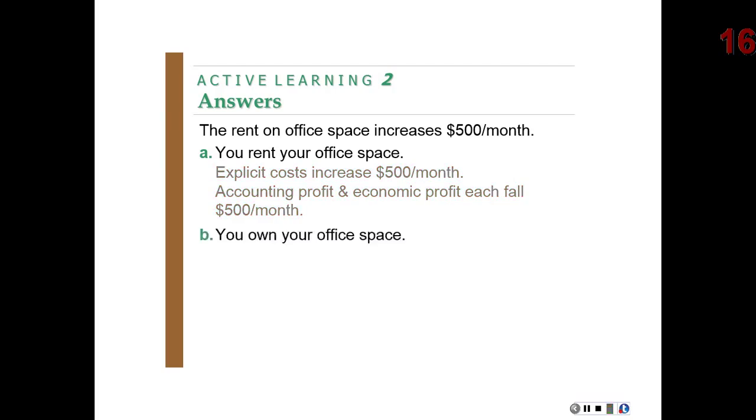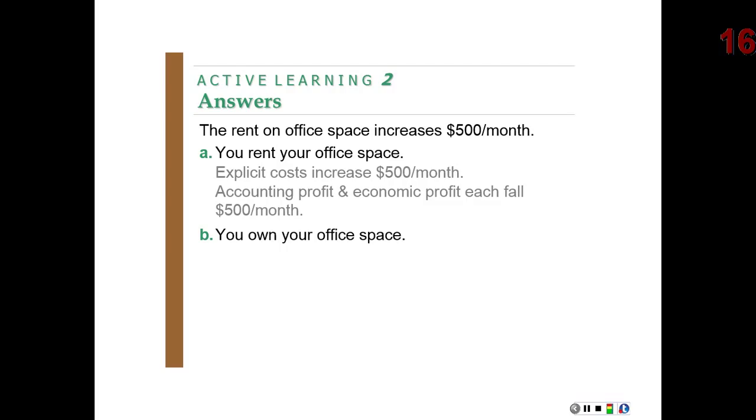Now, in the second scenario, when you own your office space, the accountant would say you don't have an explicit cost. You're not paying rent if you own the office space. So if equilibrium rent prices of office space in your community go up, the accountant would say your profit is unchanged, because you don't have any explicit cost of rent or anything like that. And that would be true from the accountant's perspective.